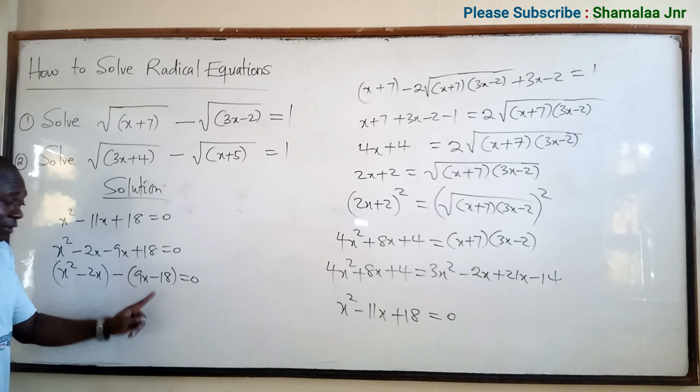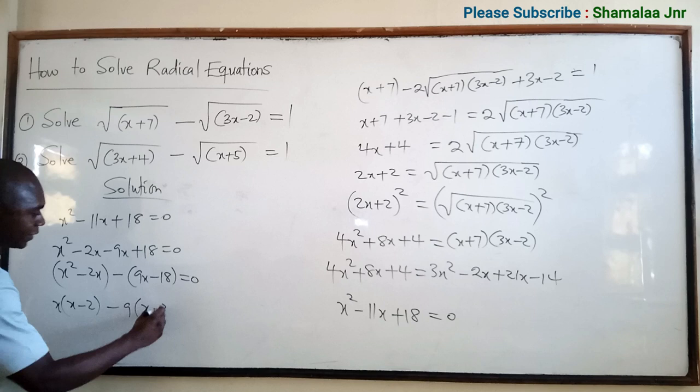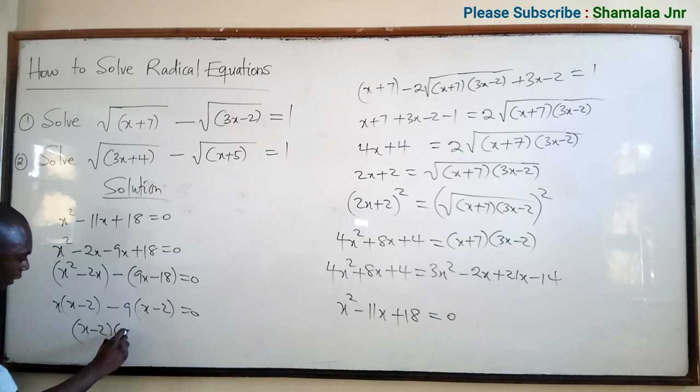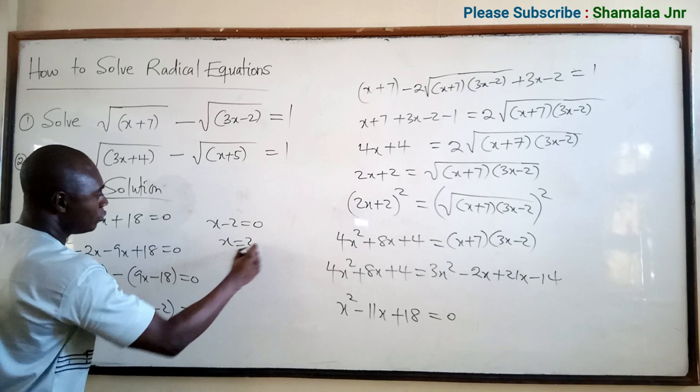So x comes out here. X is a common factor. It goes here, x minus 2. Here, the common factor is 9. It goes here, x minus 2 equal to 0. So we have x minus 2 and then x minus 9. This is a common factor. So you pick one of them. Equal to 0. Isn't it? So this implies that x minus 2 is equal to 0. X is equal to 2. Or x minus 9 is equal to 0. X is equal to what?